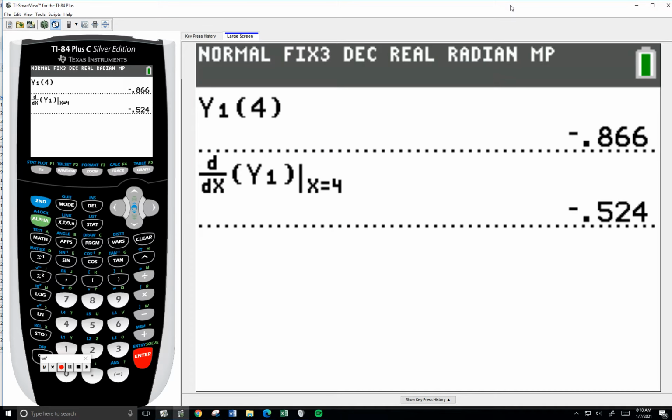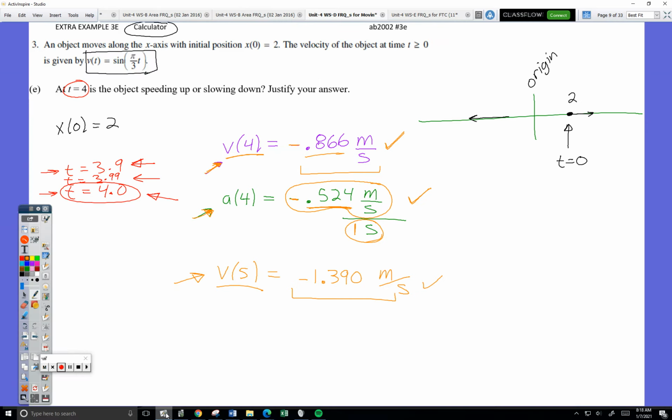Wants to move left 0.8 meters every second. But if we allow the acceleration to do its thing, now the particle wants to move negative 1.4 meters every second. So it's really speeding up as it goes to the left. Does that make sense? Yeah.